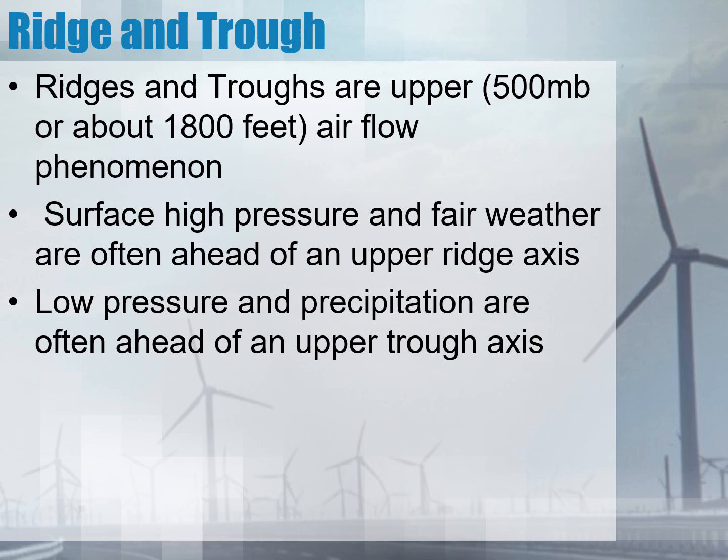So these are upper airflow phenomena, meaning they're going to occur where you have an air pressure of 500 millibars or at about 1,800 feet. Okay, so surface high pressure and the fair weather that goes along with high pressure are often ahead of an upper ridge axis. And then low pressure and precipitation are often ahead of an upper trough axis. But we're not going to say much more about ridge and trough because the cyclone and anticyclones are much more important, and we will spend time discussing those.